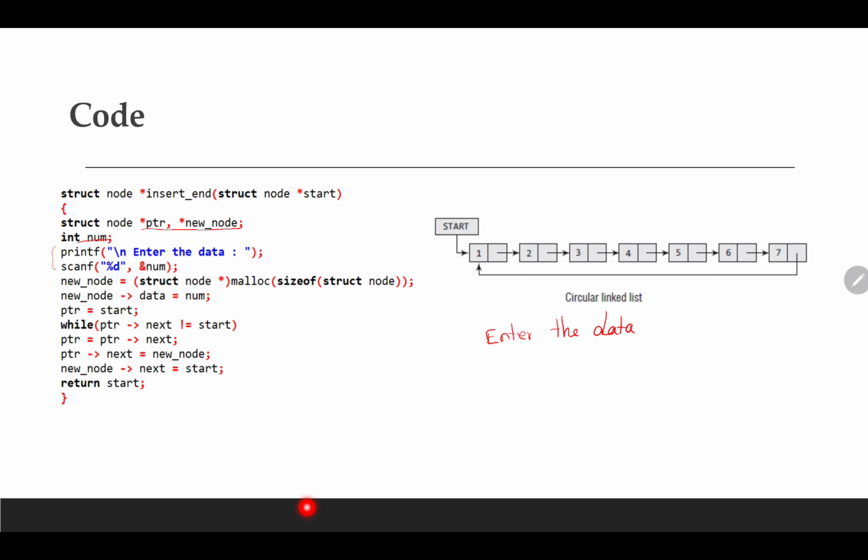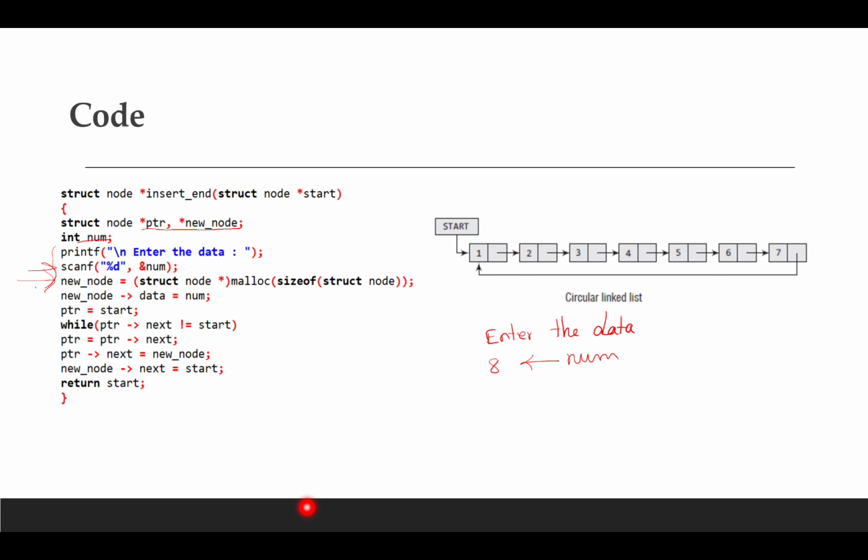Then by using the scanf statement, we get the value from the user. So I'm giving the value as 8. This 8 will be stored in the variable num. Then, by using memory allocation, we are allocating the memory space for the new node.